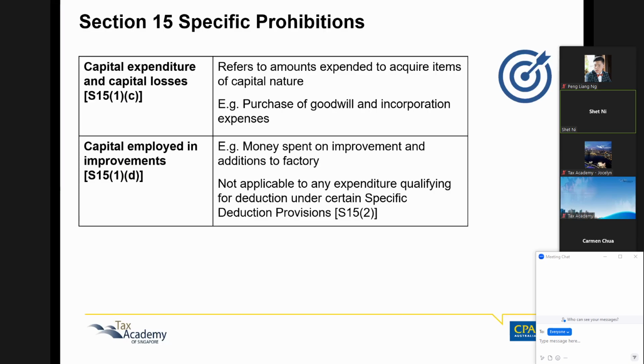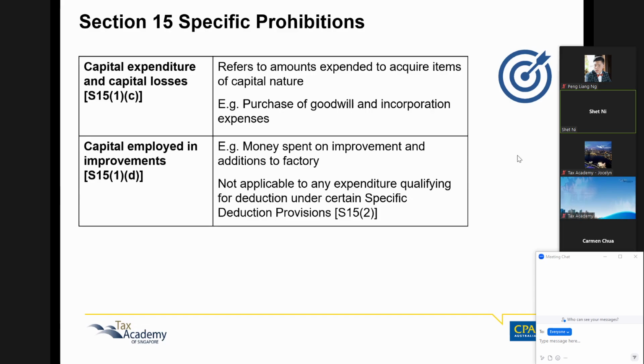Then we have capital employed in improvements, under Section 15.1(b). If money is spent on improvements or additions to a factory, then that is not deductible. Again, we can tie back to Section 14.1, where renewal or repairs we can allow, but anything that's for improvement we do not allow. So you can see a lot of these subsections under 14.1 and Section 15 relate to each other.